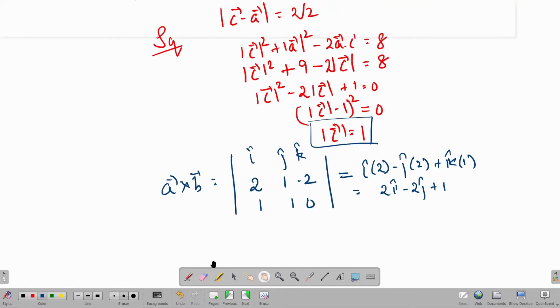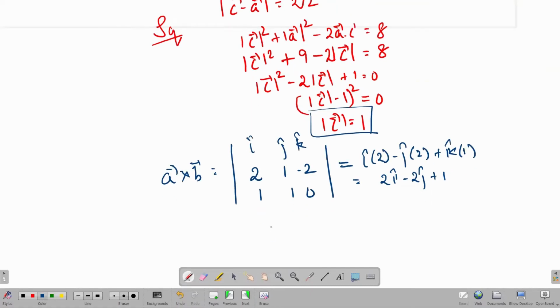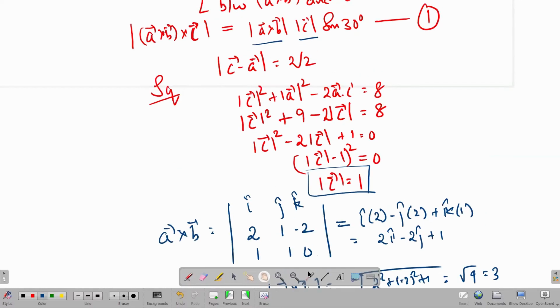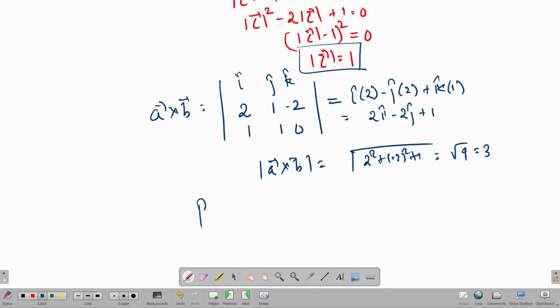So this comes out to be 2i minus 2j plus k. And this is A cross B, but I need mod of A cross B. So that is 2 square plus minus 2 whole square plus 1. So this is root of 9 and this comes out to be 3. Now what I have to do is just substitute the value of mod C, that is 1 here, and the value of mod A cross B, that is 3 here. So on substituting these values, put in equation 1.